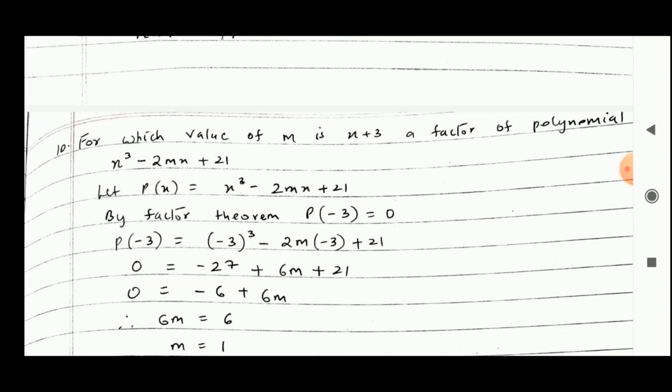3 cube is how much? 27. And since index is odd number and the number is negative, so the minus sign will come there. Minus 3 into minus 3 is 9.